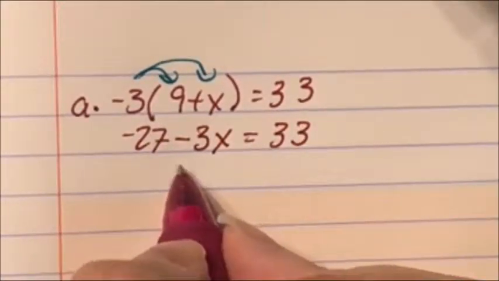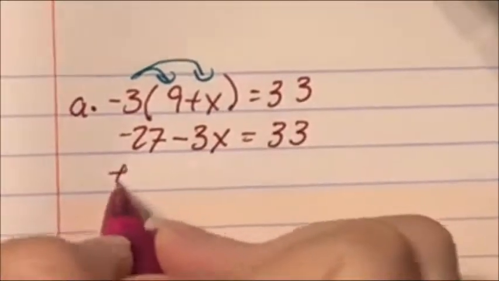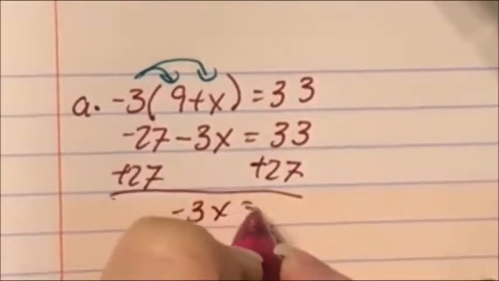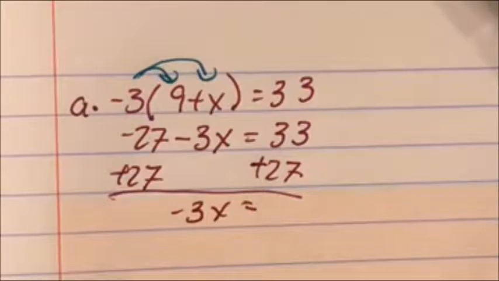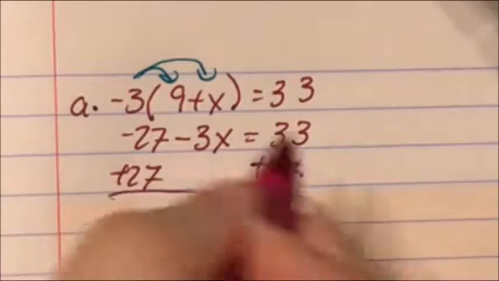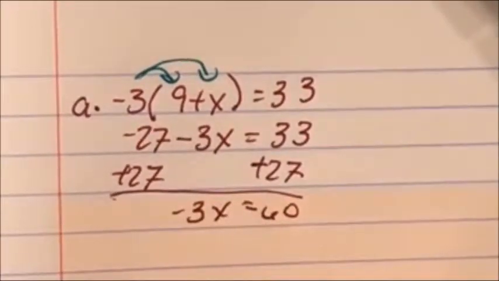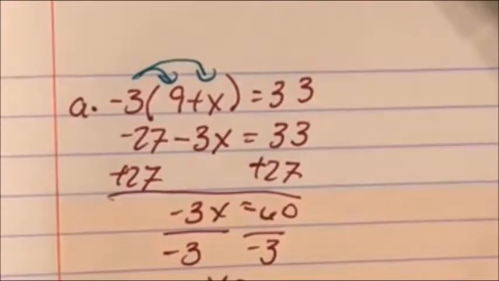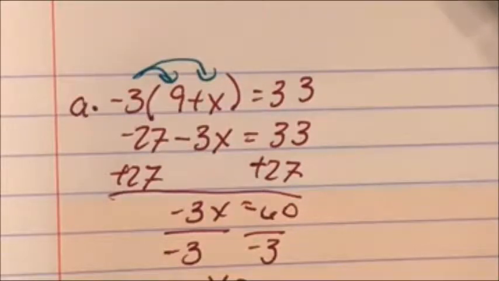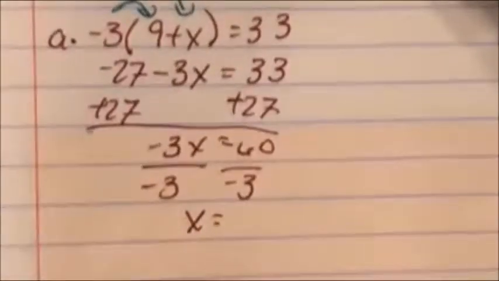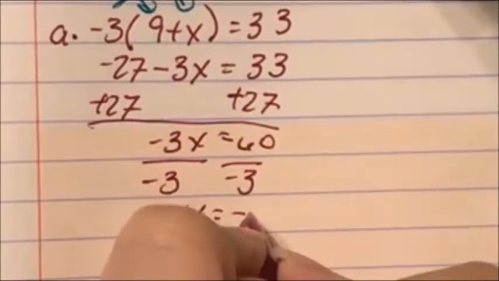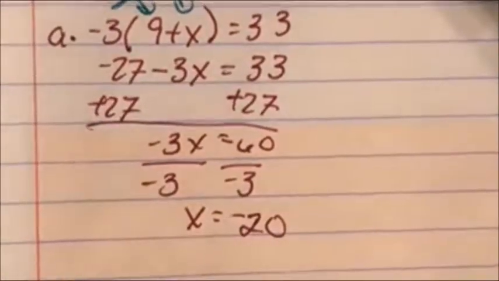I want to get x by itself. So I have a negative 27. I want to add 27 to both sides of my equation. So now I have negative 3x equals 33 plus 27 gives me 60. So I have negative 3x equals 60. And divide both sides by negative 3. When I do that, I get x equals, and it's positive divided by a negative, so I get a negative 20. So x equals negative 20.